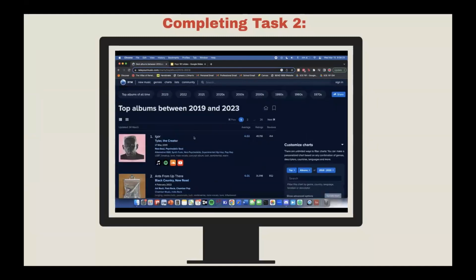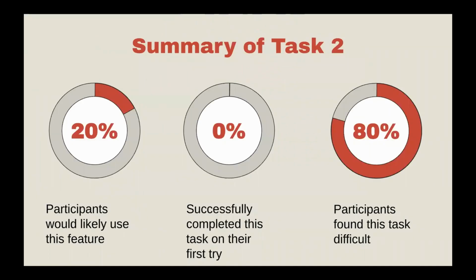So a summary of some of the statistics: out of 5 people that were tested, only 20% of participants would likely use this feature again, which obviously defeats the purpose of having this as a key feature for the website. 0% of the participants successfully completed this task on their first try before they asked for a hint in order to complete the task, and 80% of the participants found this task pretty difficult.